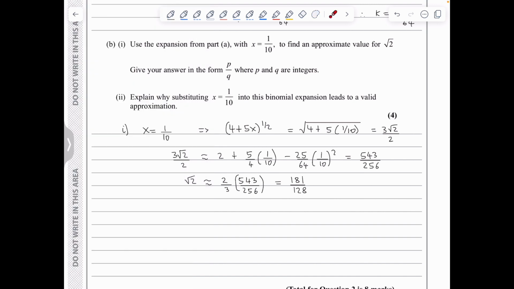And then in part II, we need to explain why substituting x is 1 over 10 leads to a valid approximation. Well, we know that if we put our expression in the form 1 plus or 1 minus something, then the expansion is valid for that something's modulus being less than 1. So in our case, the expansion is valid for 5x over 4, its modulus being less than 1, which means that the modulus of x is less than 4 over 5, 0.8. So we can see that x is 1 over 10 is within the validity range, and therefore we have a valid approximation.